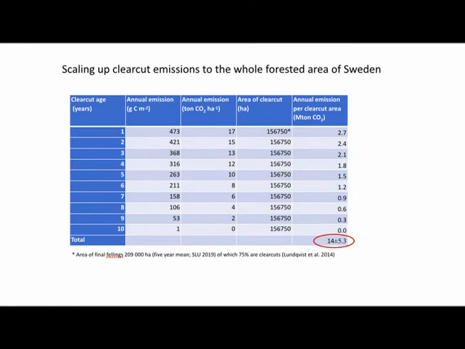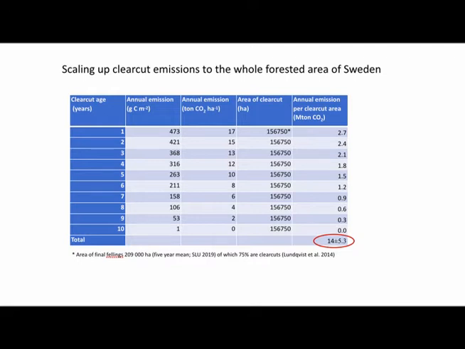So I took this data and wanted to scale it up to the whole forested area of Sweden. Here we have the annual emissions during the first 10 years, and I simply assume that after 10 years they would be zero, or in balance again. It can be maybe shorter in the south of Sweden and probably longer in the north of Sweden, but it's probably quite a good estimation. And then I just converted this to annual emissions in tons CO2 per hectare.